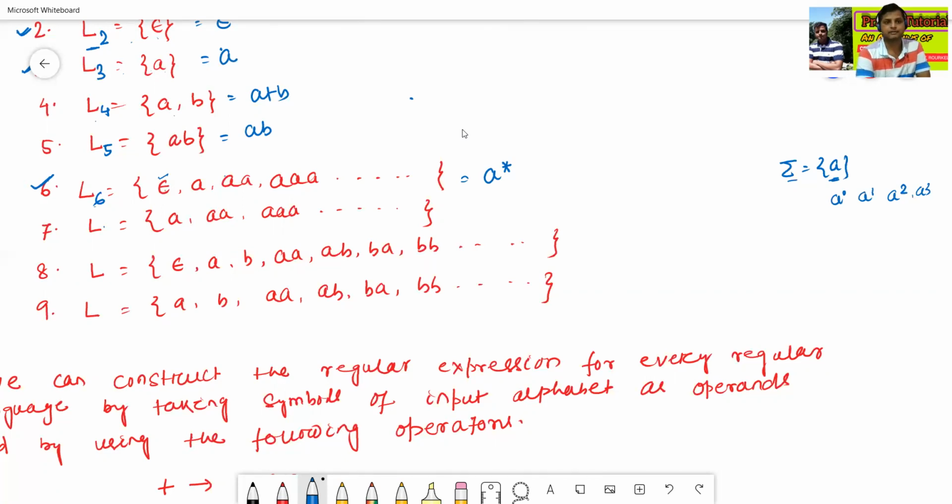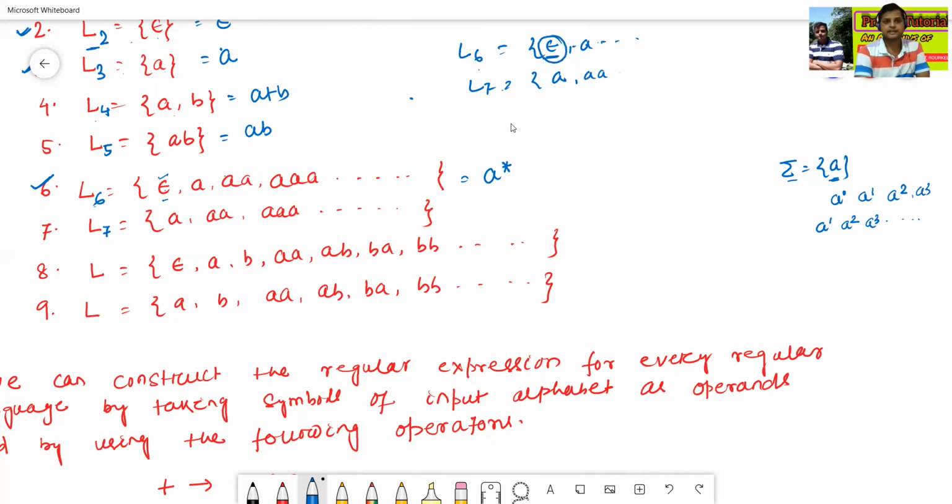In the next case, language 7 contains a, double a, triple a, like this. That means a to the power 1, a to the power 2, a to the power 3, and so on. What is the difference between language 6 and language 7? The only difference is epsilon. Language 6 contains epsilon, but language 7 starts with a, double a. Language 6 contains the extra symbol epsilon.